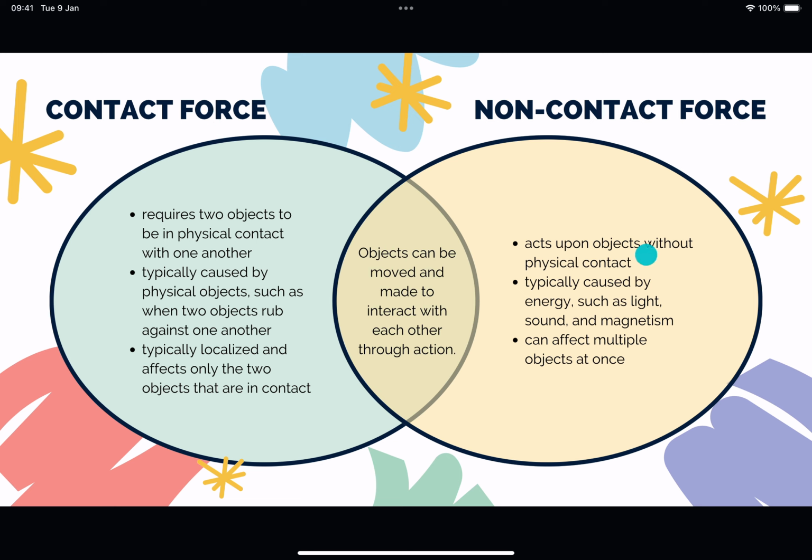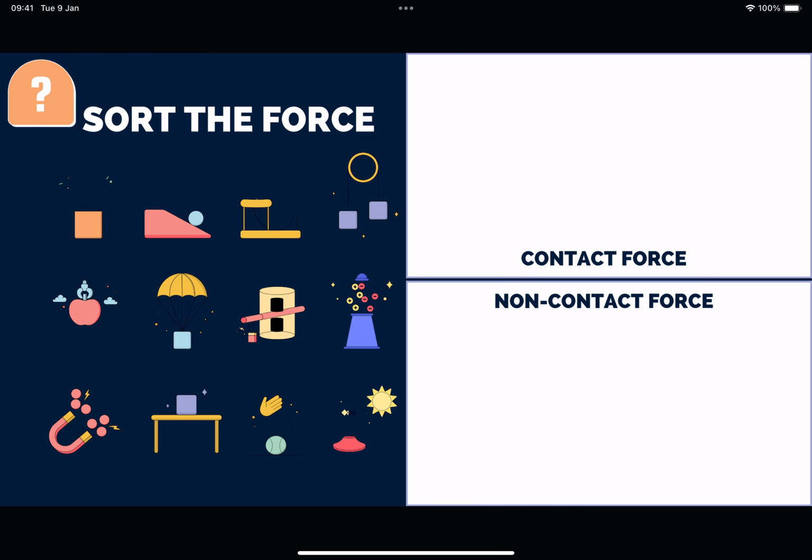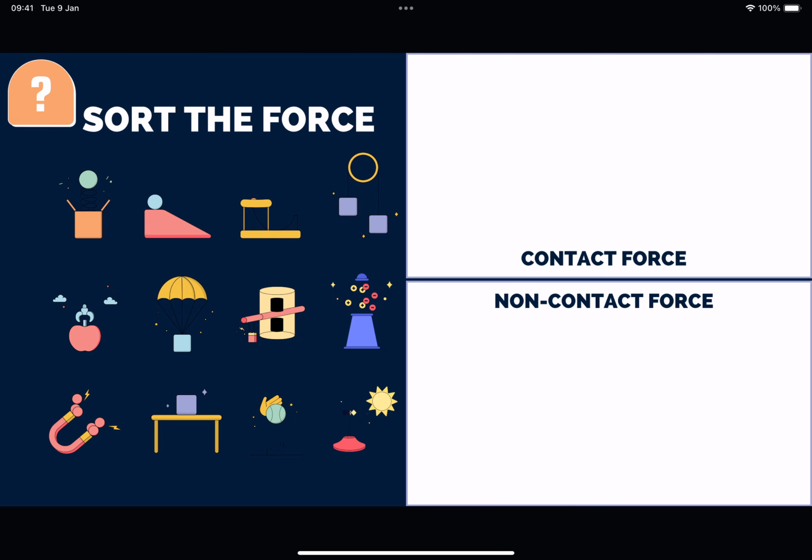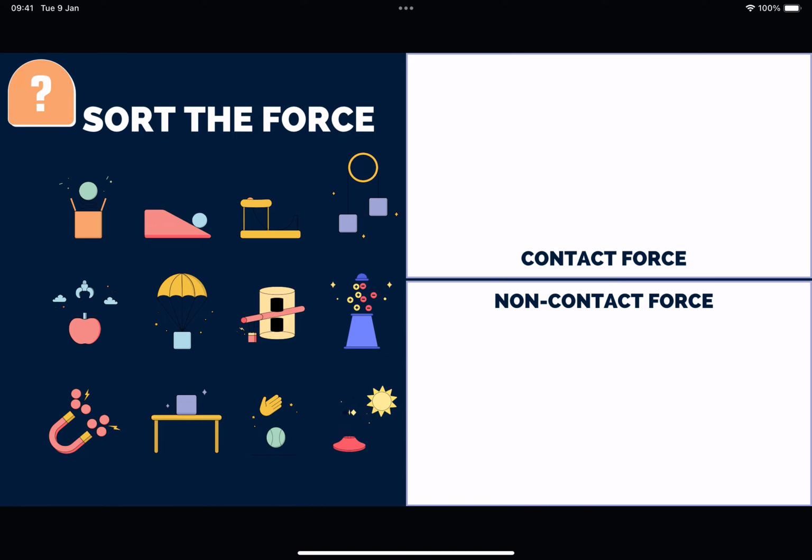Non-contact force is typically caused by energies such as light, sound, and magnetism. Electrostatic force is a non-contact force. Gravitational force is a non-contact force. Now you will say that you're in contact with the ground, so why is it a non-contact force? It is contact plus non-contact force. That is a different thing. For example, Earth and Moon are not in contact, and they are not connected with each other. That is the reason it is a non-contact force. Let's understand the sorts of forces through some examples.